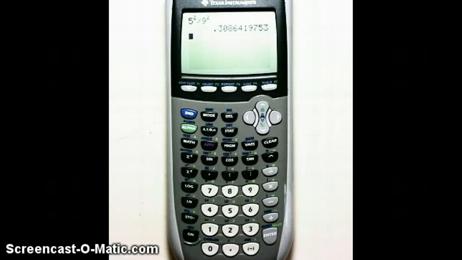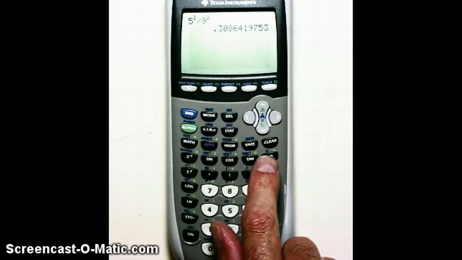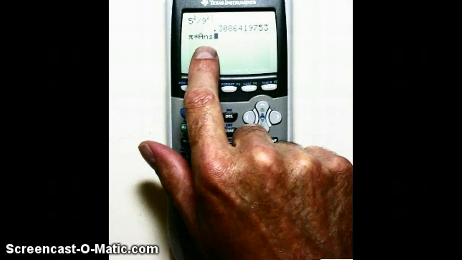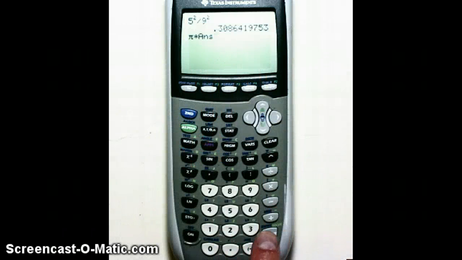Well, how am I going to do that? Well, I could find my pi right here. It's in blue. Second pi, times. Now, I could sit here and try to look up my number and copy the digits. I could do that if I want to. But if you just hit answer, I call that second answer or just answer, that feature, your calculator remembers that number and you can use it to compute. And that is a very, very handy feature of the calculator.